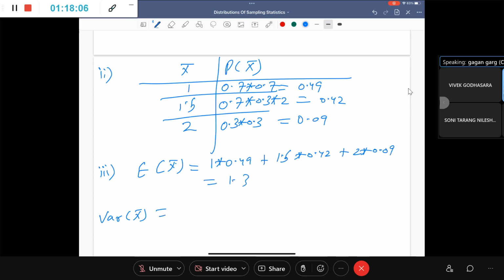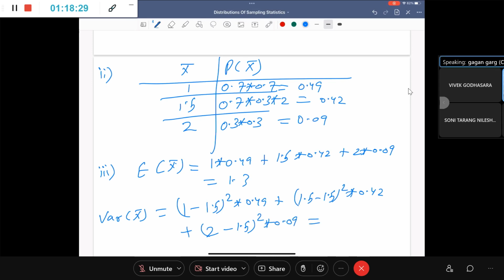Variance of x bar is (1 minus 1.5) whole square into 0.49 plus (1.5 minus 1.5) whole square into 0.42 plus (2 minus 1.5) whole square into 0.09. This requires some more work, but this turns out to be 0.105. And this is equal to 0.21 by 2. So this is sigma square by 2.